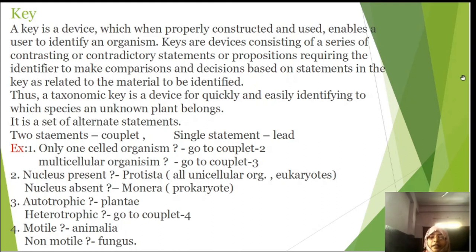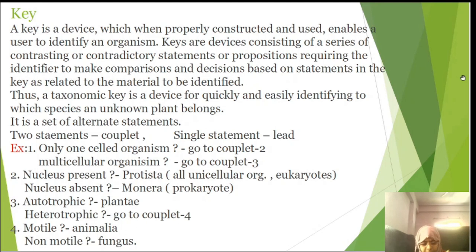Okay, then if the organism whichever you found has a nucleus present, then that comes under the category of Protista. Okay, and that is nothing but all unicellular organisms, and eukaryotes are present. If the nucleus is absent, it is Monera, that is nothing but prokaryote.